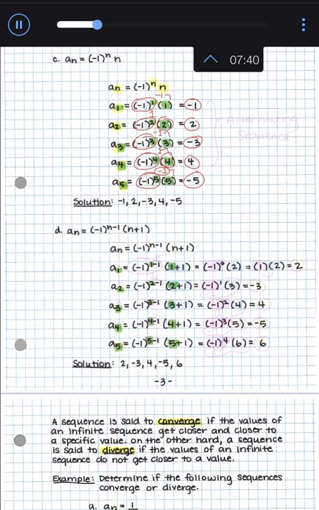Now notice each time we get the next term, we're alternating the sign here. So we went from positive to negative, from negative to positive to negative to positive to negative. We're switching the signs. This is what's called an alternating sequence because we're alternating the signs. So this is called an alternating sequence.